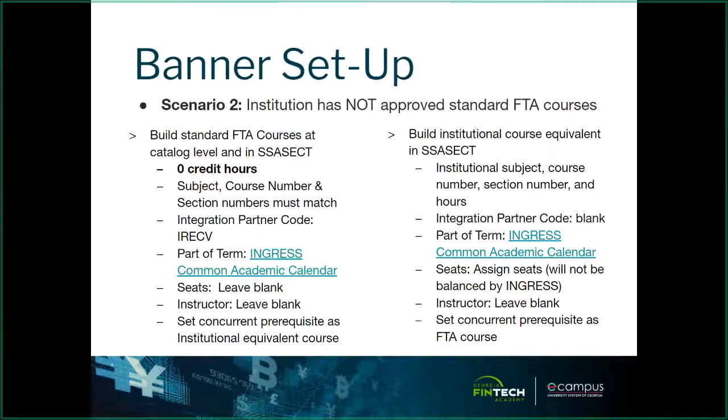equivalent. This is where it's a little different than your normal processes, especially because the seats count will not necessarily match between the FTA section and your institutional course equivalent. That FTA course, those seats are going to be balanced between multiple affiliate institutions, so those are going to be changing every 10 minutes as students register, drop, whatever the case is. But your institutional course equivalent seats will be only touched by your institution's students. So those seats will flow out or be used up much more slowly than your FTA course sections.